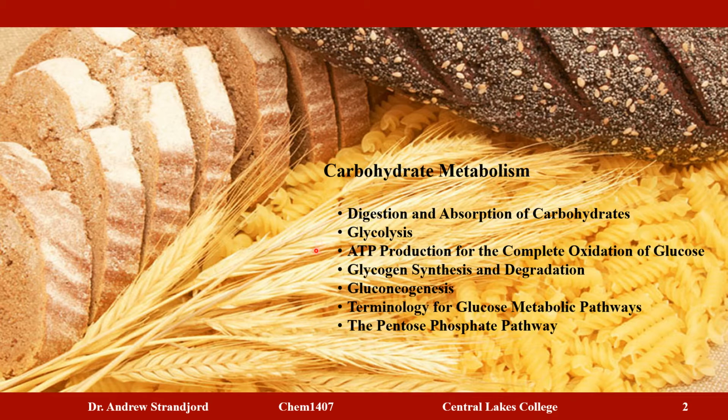Pyruvate then is the molecule that gets converted into acetyl-CoA and then enters the citric acid cycle to produce NADH and FADH2 that enters into the electron transport chain to produce energy. We'll also talk about glycogen and how we can degrade glycogen so that it can enter the glycolysis cycle. Then we'll talk about gluconeogenesis, some of the terms used for glucose metabolic pathways, and finally, we'll talk about pentose sugars and how they enter into the glycolysis pathway.